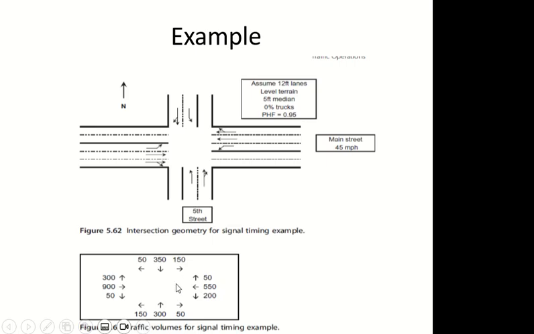Okay, so 900 should not be divided equally. As per the driver's mindset, the larger part of 900 should go in the middle lane and the smaller part of it should go in the right lane. So this is what they have done. I will just give you an example.